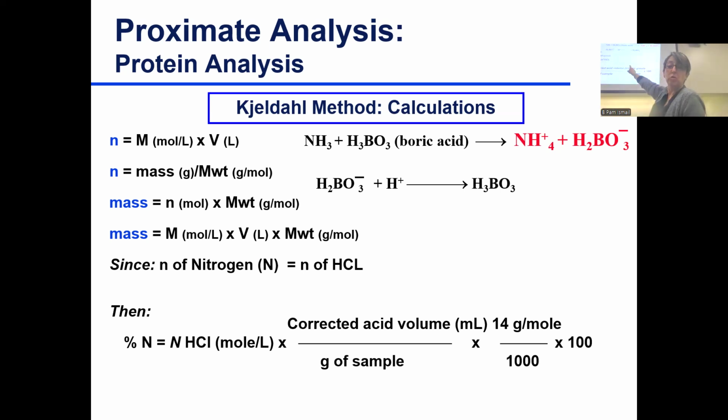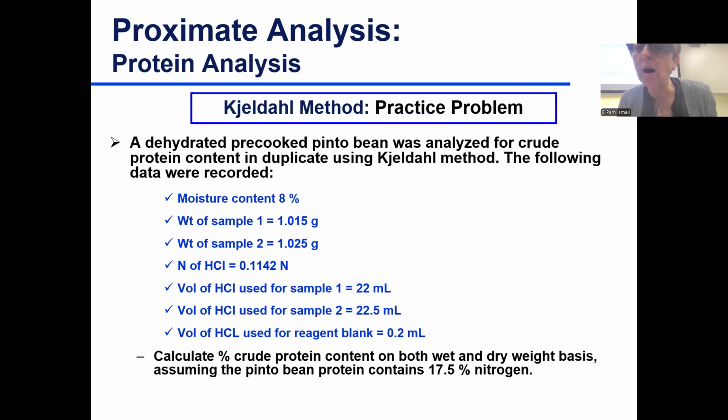22 minus 0.2, so that's 21.8, right? All right. You have the 14 grams per mole for nitrogen. You divide by 1,000, multiply by 100, and the gram for rep 1 is 1.015. What is the percent nitrogen? I got 3.4. Let me see what you got. 3.43 for rep 1. Very good. What's for rep 2? 3.4. All right. So you got 3.498. Yes. Okay.